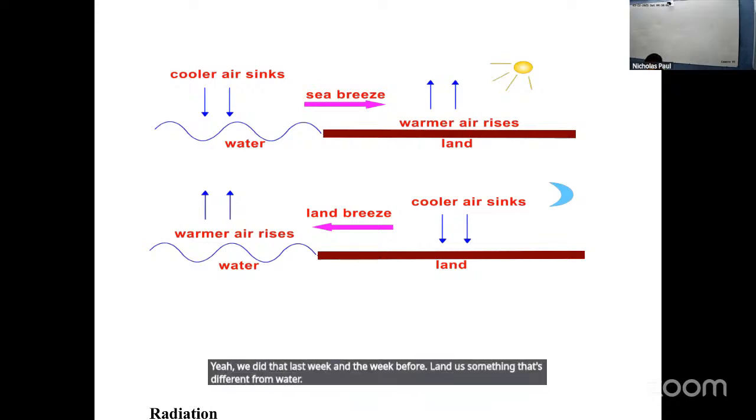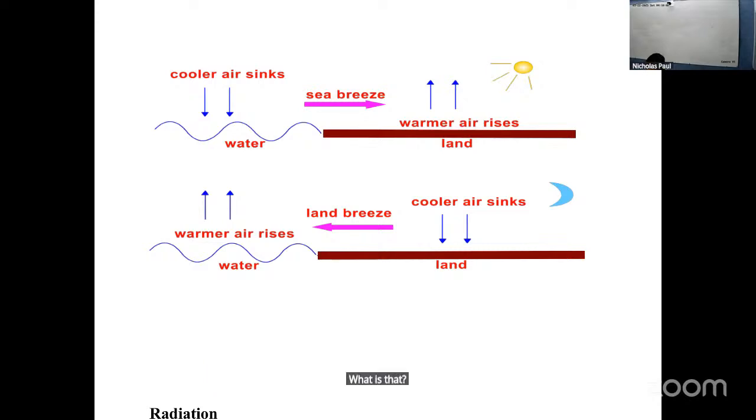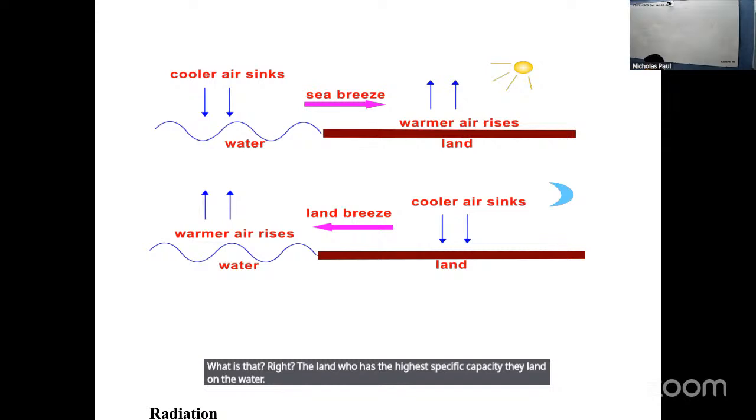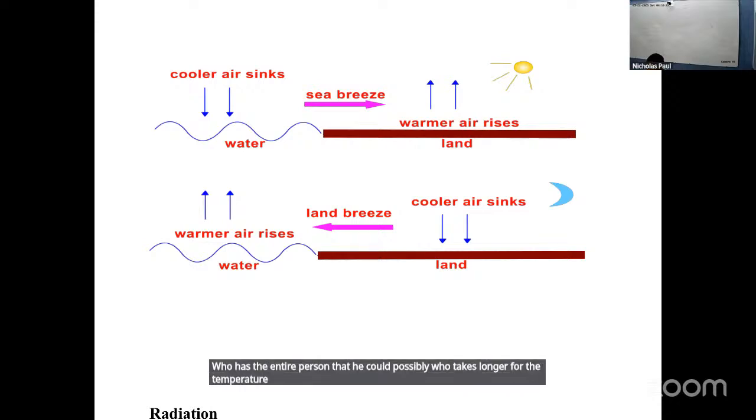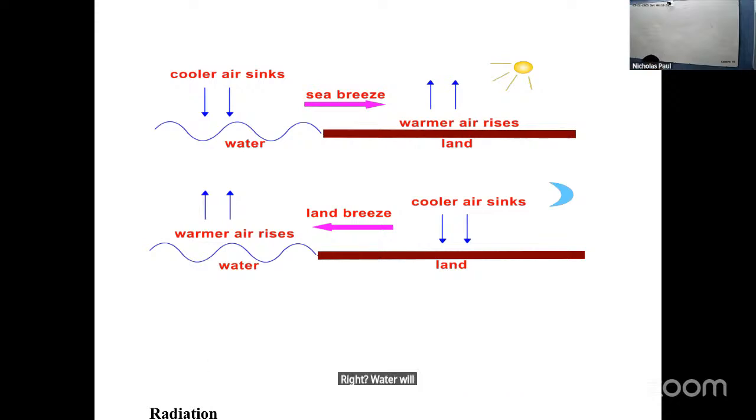What is it? The land or the water, who has the higher specific heat capacity? Who takes longer for the temperature to get hotter? Water. Water will take longer than the land because water is a bad conductor. Okay? That's one of the reasons as well.